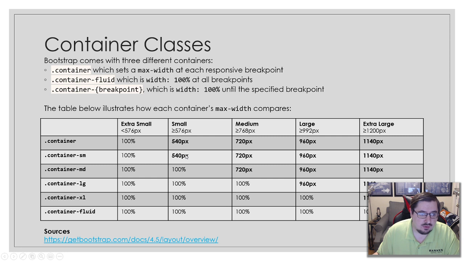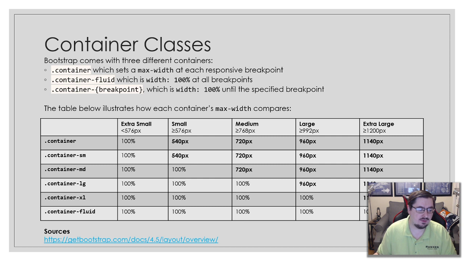Next up, you've got container small. And I think at least container small is the same way as container. It breaks and becomes fixed at small. Medium then goes up from there. Starts at small, it's 100% instead of the regular container being 540. It actually starts at 720. So if you have these suffixes, basically it starts becoming fixed later. Up until you get to container fluid. At container fluid, it's always 100%, right?